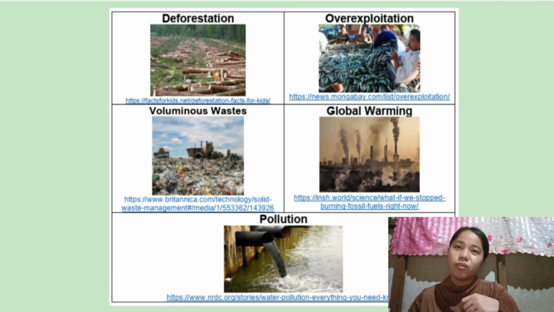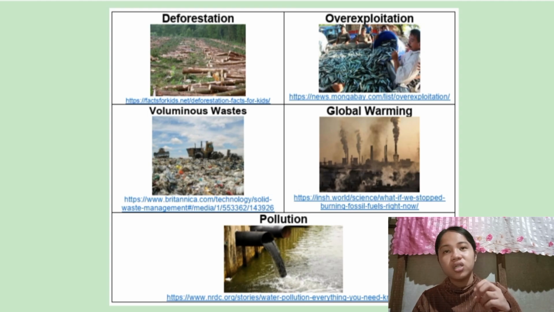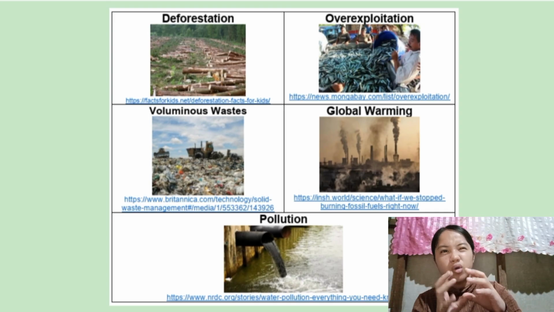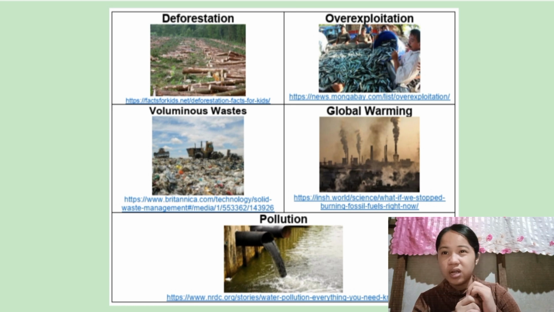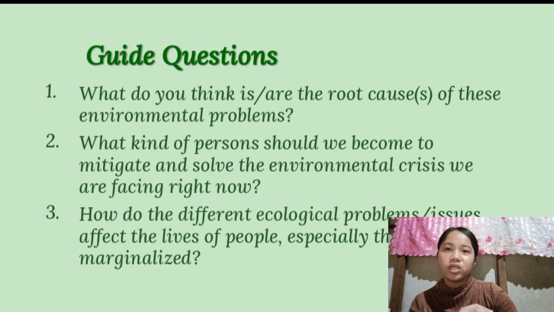These are examples that cause harm to the earth: deforestation, overexploitation, voluminous waste, with so much garbage flooding and piling up like mountains, global warming, and even pollution of the air and pollution of the water. For the next slide, these are the questions. These are the guide questions for us to ponder.